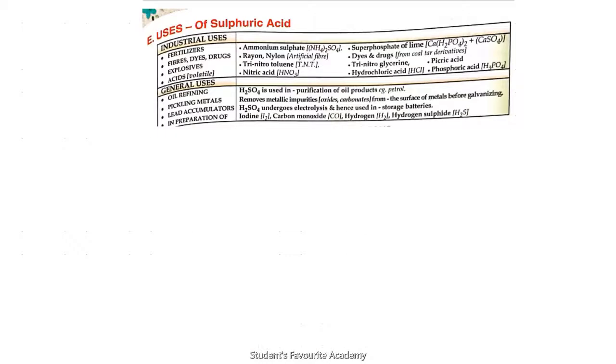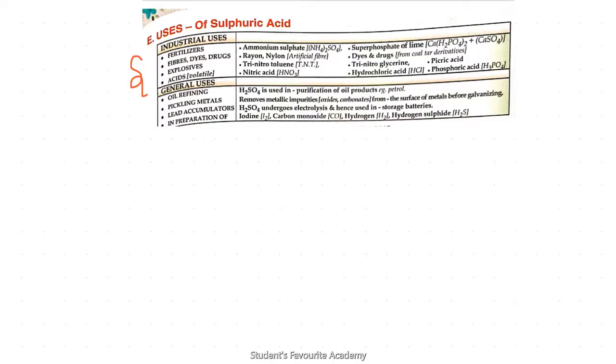Now we will move to the uses, children. What are the uses of sulfuric acid? It is used as a fertilizer, as a fiber, in dyes, explosives and acids as well. As a fertilizer, it is used as (NH4)2SO4, ammonium sulfate. It is also used in making fibers in the form of rayon and nylon, which are artificial fibers.